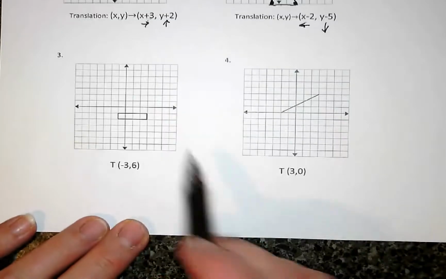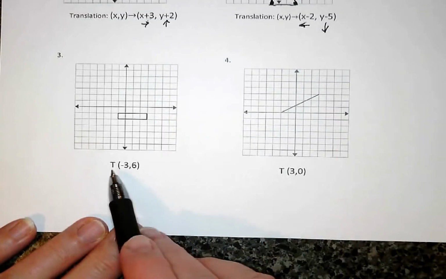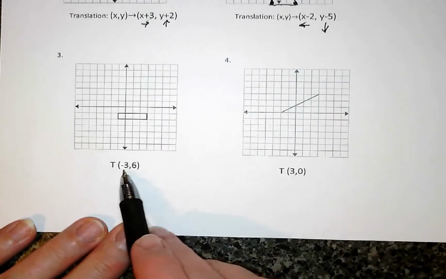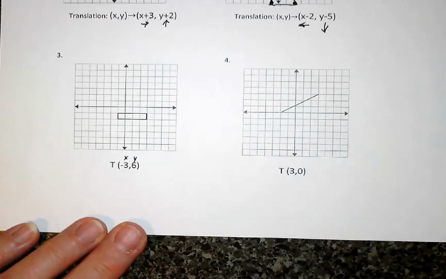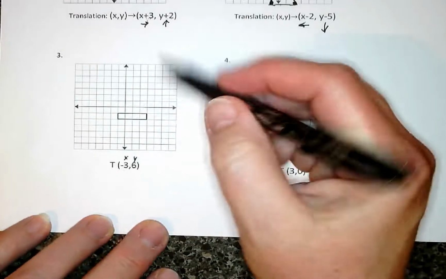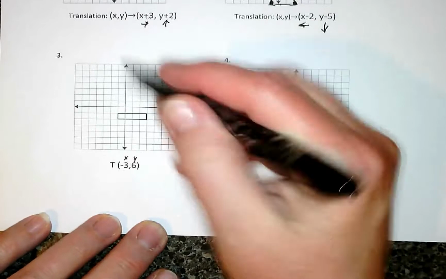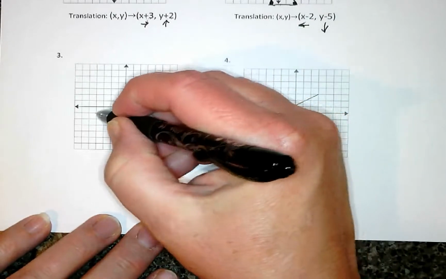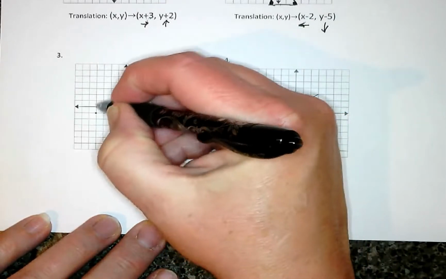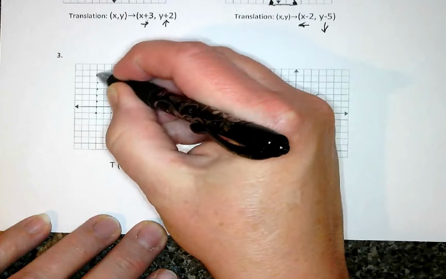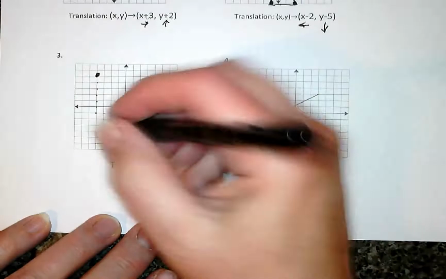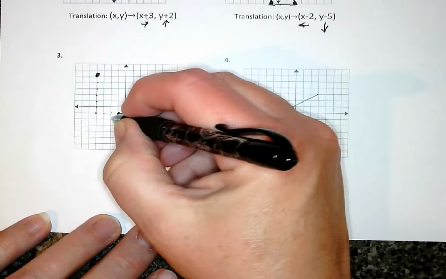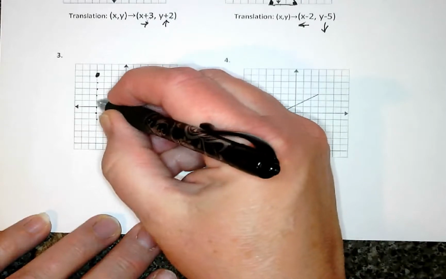Sometimes they will show the rule as just a T for translation, and then they'll put what they want to move the x and what they want you to move the y. So you can see here we've got a little rectangle. We're going to move x negative 3, so 1, 2, 3, and positive 6, 1, 2, 3, 4, 5, 6. There's my first point from there. I do the same thing for the others. So 1, 2, 3, then 1, 2, 3, 4, 5, 6.